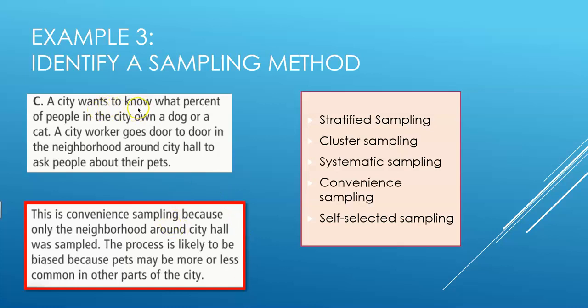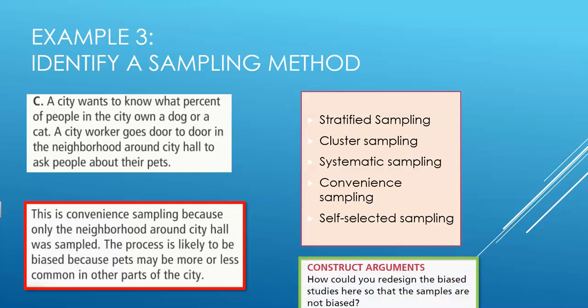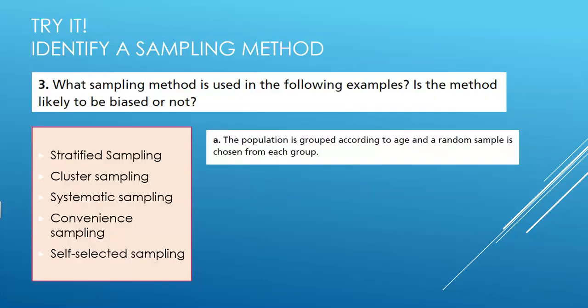Here's a city that wants to know what percent of people in the city own a dog or a cat. A city worker goes door to door in the neighborhood around City Hall and asks people about their pets. Well, this is definitely convenience sampling, right? I'm only going to go to the neighborhood around City Hall. That's not very representative of the entire city. Again, how could you redesign this? Think about ways that you could make it less biased.